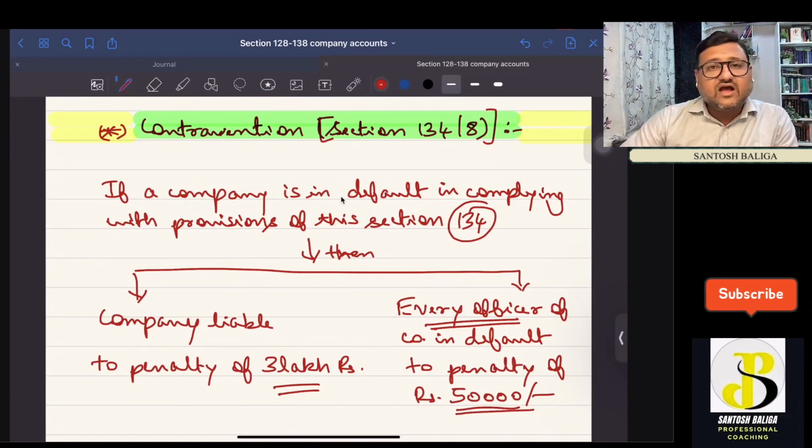With this, we have completed section 134 completely. So there are 3 lectures of section 134. Go through all 3 lectures very carefully. It is an important section because it speaks about the board report, and going forward, in the next lecture I will be uploading section 135, which is CSR, and subsequent lectures, 3 more lectures for this particular chapter, and we will be completing this chapter altogether.